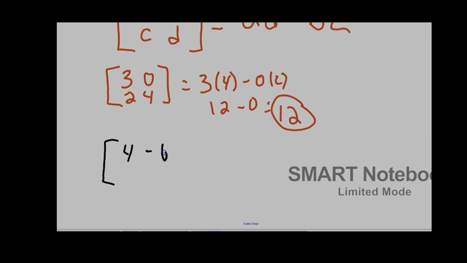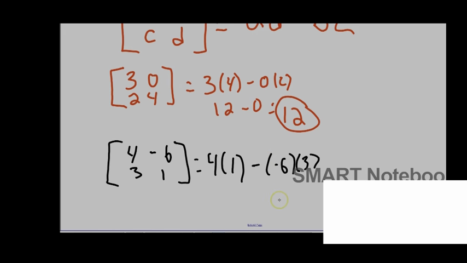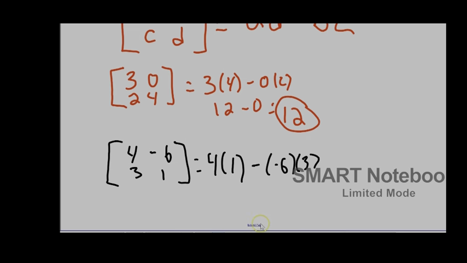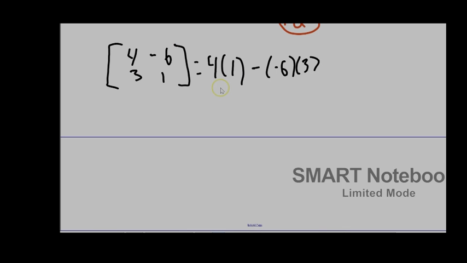So let's say we've got 4, -6, 3, and 1, and we're going to define the determinant of this. So again, that would be 4 times 1 minus -6 times 3. So that gives us 4 minus -6 times 3, which is -18. So that gives us 4 plus 18, which is 22.